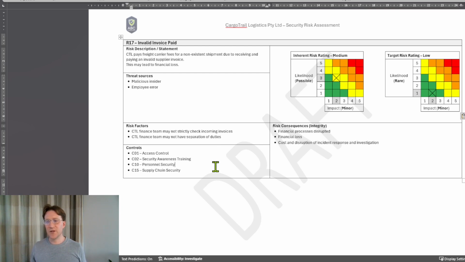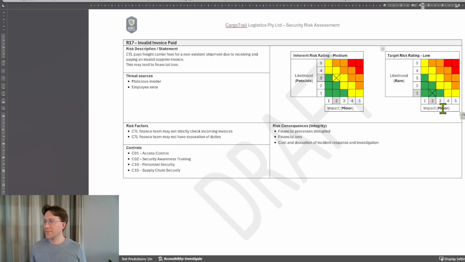We can use personnel security to make sure that we have fewer people in that position who might be looking to do this sort of malicious thing. We can also use supply chain security to ensure we have a list of our approved suppliers to make anything involving suppliers a bit more of a robust process, since not everybody would have the list of approved suppliers who should be sending invoices to CTL.